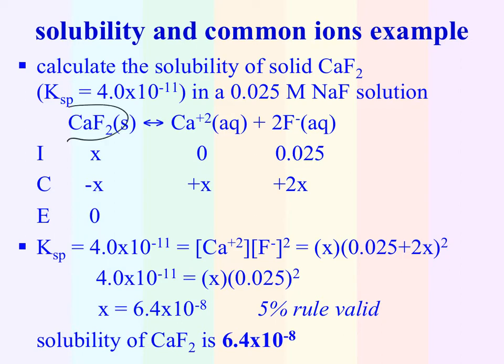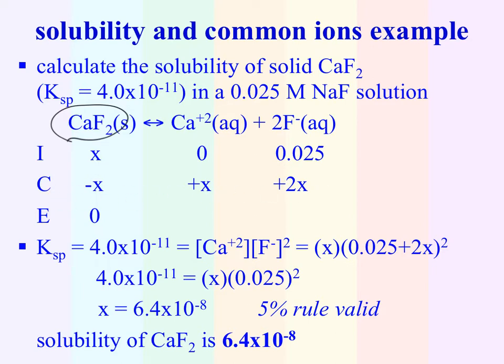Okay, so calcium fluoride, we're trying to figure out to what degree it is soluble, what its solubility value is. It breaks up into calcium plus 2 and fluoride ions. We set up our ICE table, and we're trying to find out X. We're assuming that the initial concentration of calcium plus 2 is 0, and we're plugging in the 0.025 for the fluoride ion based on the 0.025 molar concentration of sodium fluoride that's in solution.